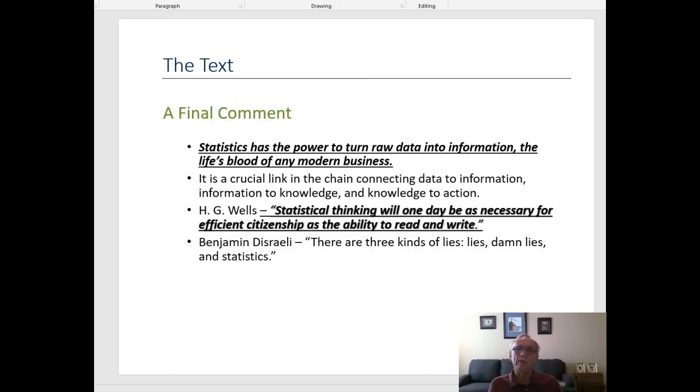A final comment from Chapter 1. Statistics has the power to turn raw data into information. The lifeblood of today's modern America, business in modern America.